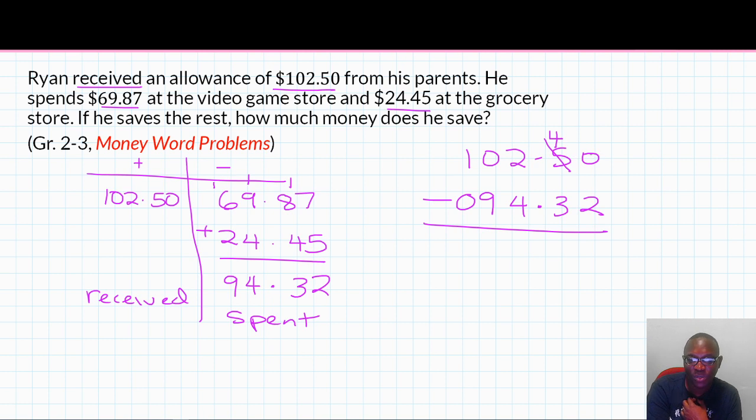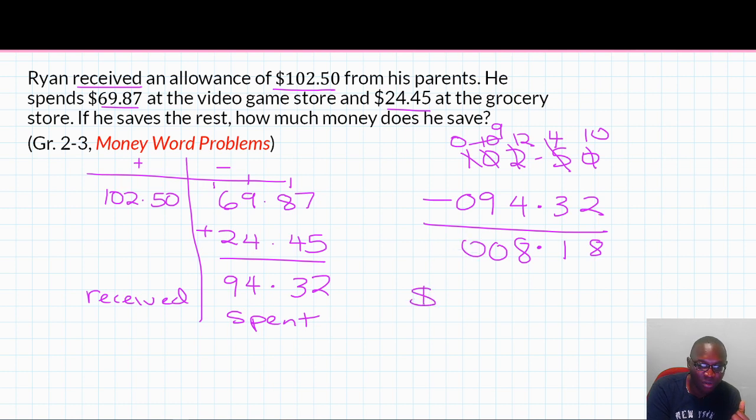So the 1 we borrow becomes 10. We add it to 0, and this becomes 10. 10 minus 2, we have 8. 4 minus 3, we have 1, and then we have our decimal here. 2 minus 4, we can't really do that here, so we come over here. We borrow 1, so the 1 we borrow becomes 10. So now we can borrow 1 from 10, leaving us with 9, and the 1 we borrow becomes 10. Add it to 2, we have 12. 12 minus 4, we have 8. 9 minus 9, we have 0. 0 minus 0, we have 0.